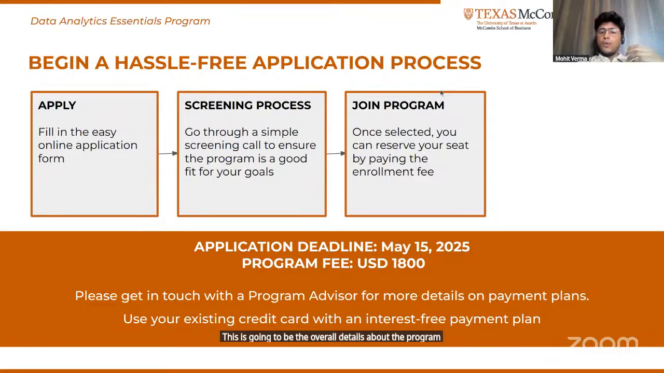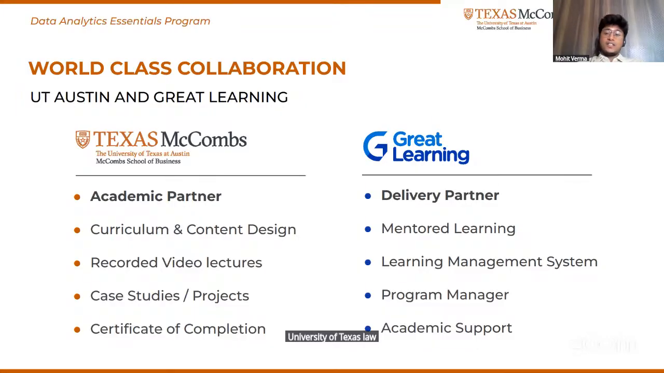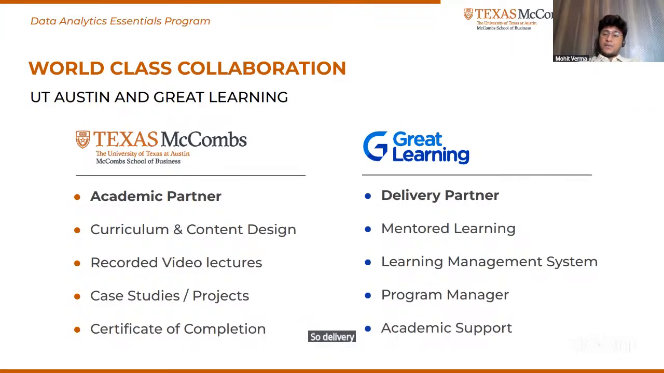Now, considering what exactly is the collaboration between UT Austin and Great Learning, right? You had seen that this program, academically, is going to be delivered to you by the University of Texas at Austin, but the delivery partner of this program is Great Learning. Why? Because, of course, the University of Texas at Austin, being an academic giant, is not going to be providing this program and reaching out to each and every interested learner all over the world, right? So delivery has been taken care of by Great Learning.